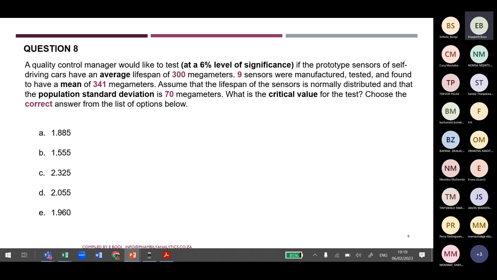Are we going to use a t-test or a z-test? Z-test. We are going to use the z-test, and the reason is that the population standard deviation is known. And is it going to be divided? The critical value that we are looking for, is it going to be Z alpha or Z alpha divided by 2?